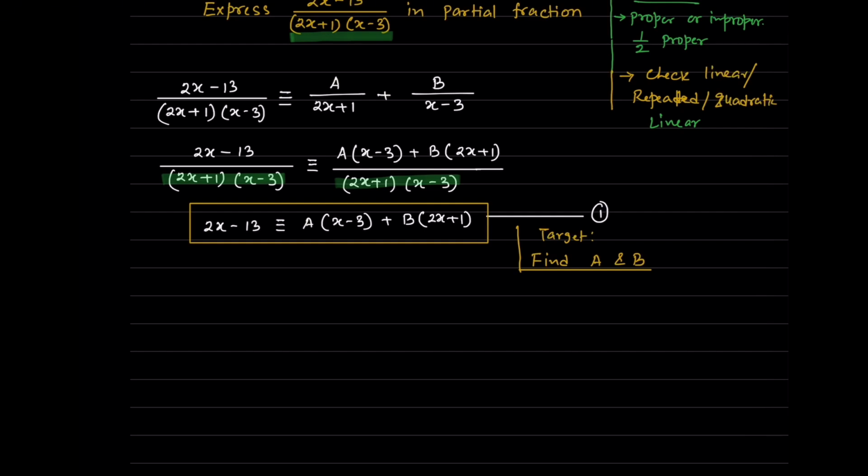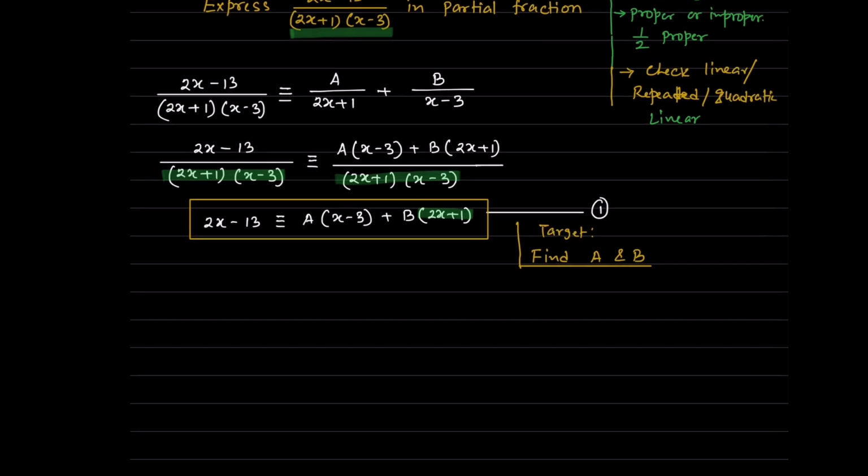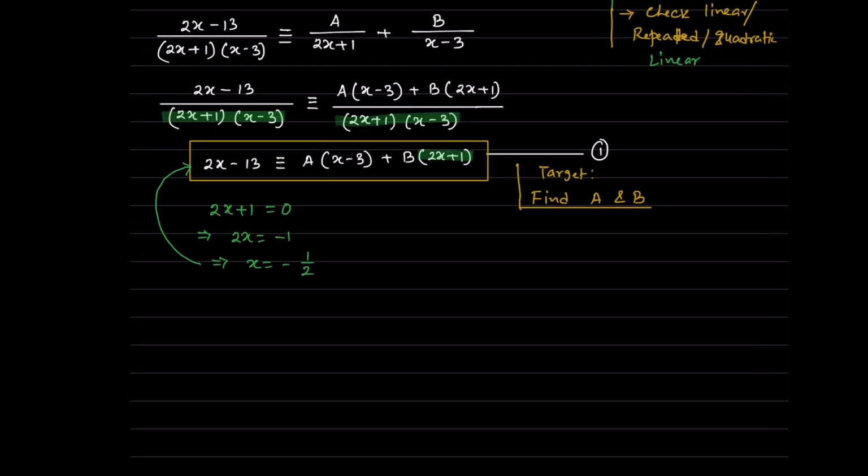So I want to find the value of a. What I'm going to do is take this factor, the one with b, and make it 0. So I can write 2x plus 1 equals 0. From here, 2x equals minus 1, or x equals minus 1 by 2. I can put this x value in our main equation number 1.